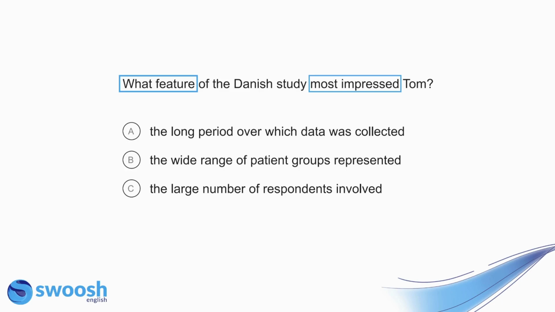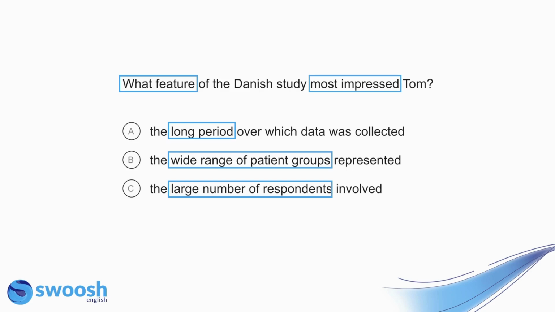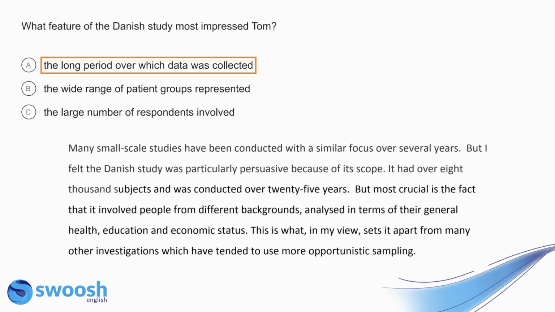Now we know what the question is asking, let's look at the answer options and identify the key words. So if you'd like to, you can pause here and try and identify the keywords in these answer options. Here we go then. We've got a long period, wide range of patient groups, and large number of respondents. So now we know how each of the answer options are different. We can go to the audio transcript and see if we can identify the answers. Now I'm going to talk first about option A. We've got the long period over which data was collected.